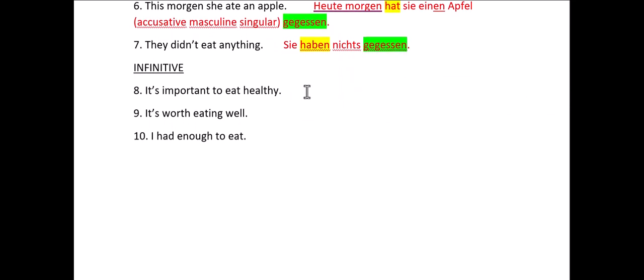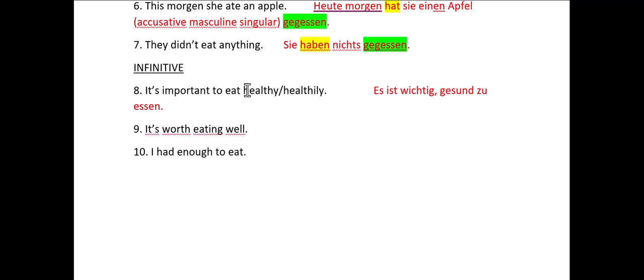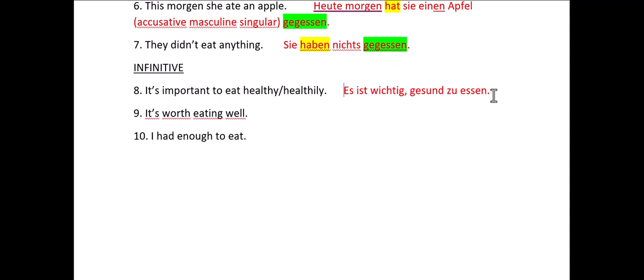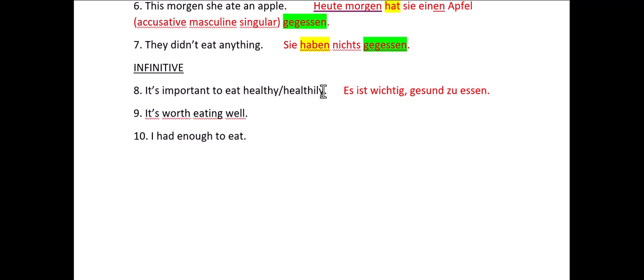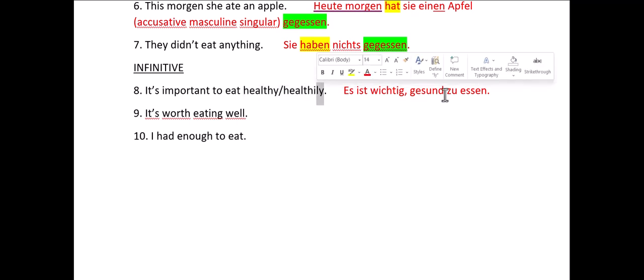So number 8, it's important to eat healthy. Es ist wichtig, gesund zu essen. Now in English we could actually say healthily, use the adverb, but often we just use healthy as an adverb. In German, the adjectives and adverbs are actually usually exactly the same. There's no differentiation. So healthy and healthily is part of a pattern in English where we add this ly at the end to make an adjective and adverb.